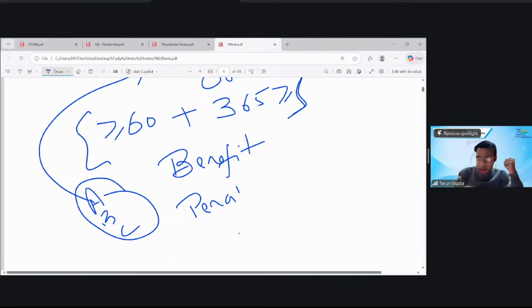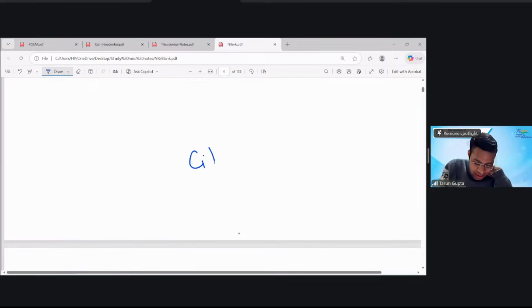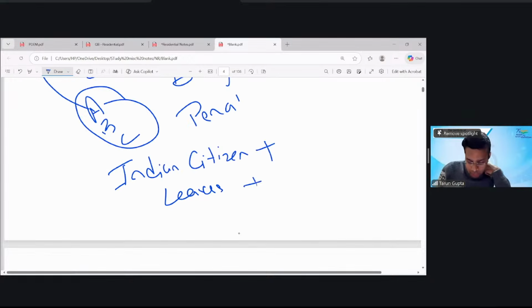Now, who all are these 3 types of person? You know very well. An Indian citizen who leaves India during the relevant previous year for employment outside India.